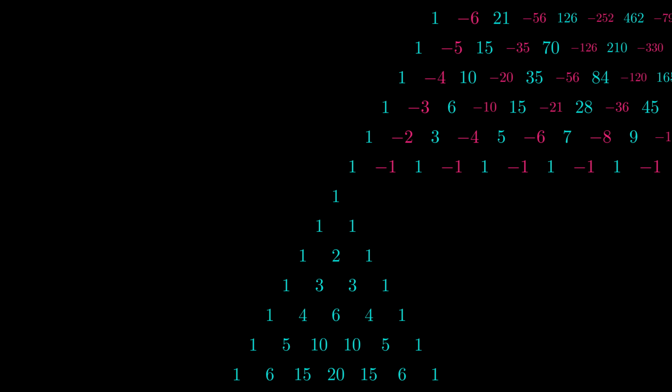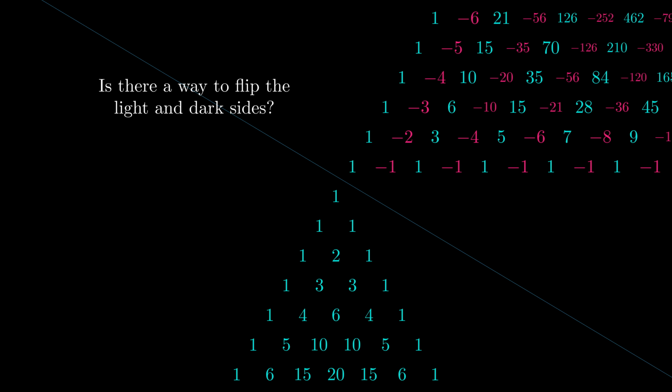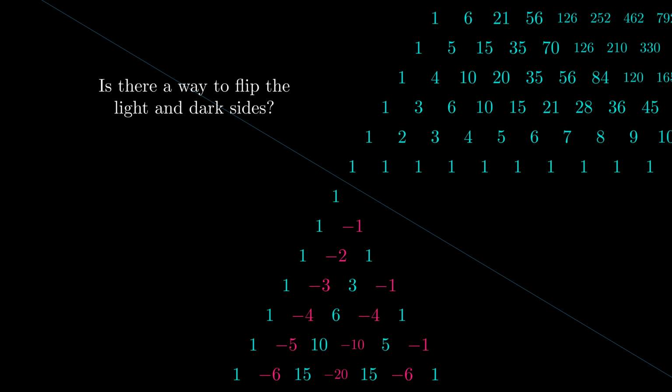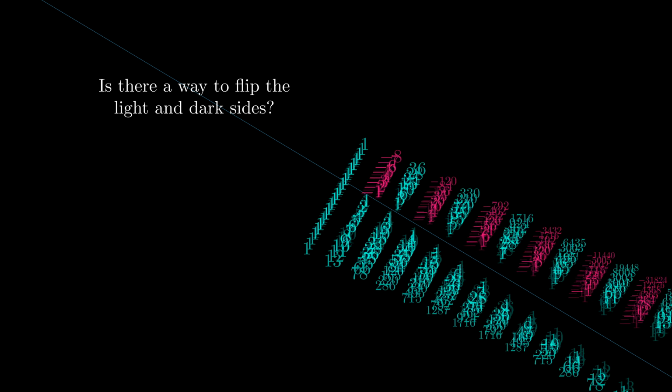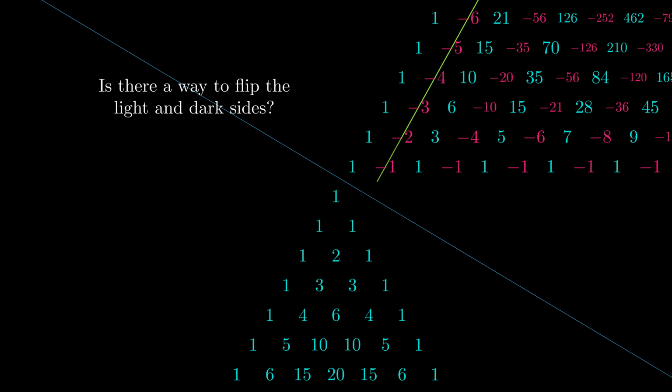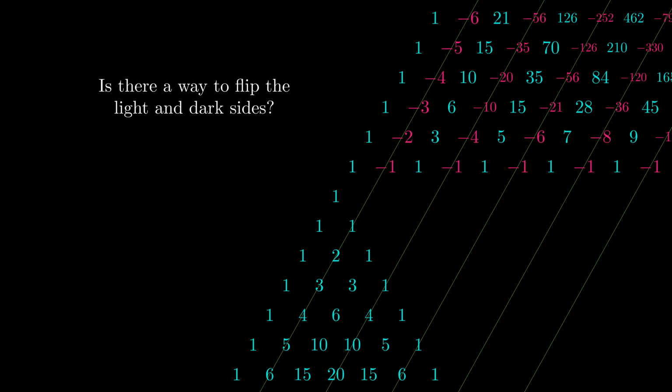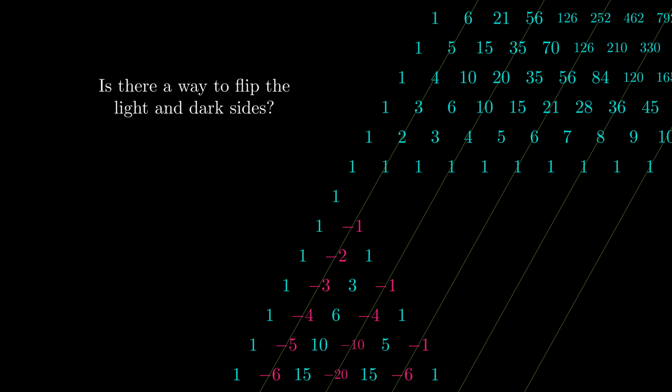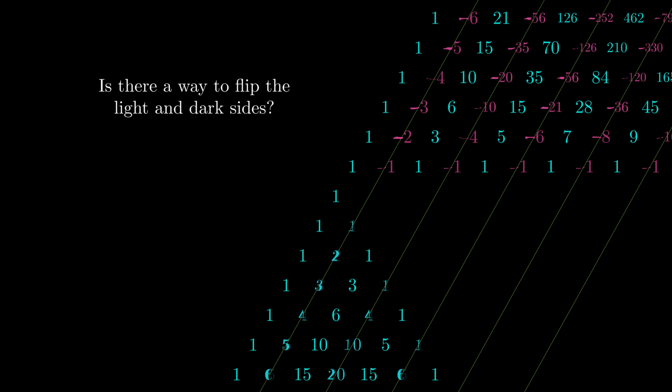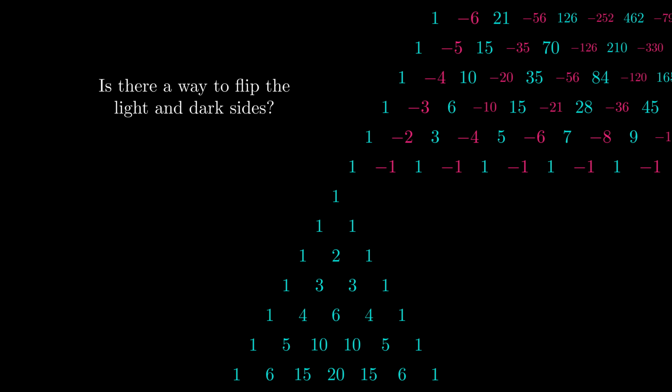Let's investigate the relationship between the light and dark sides more. Since the two sides are almost symmetrical, there might be a way to flip them. There are several equivalent ways to swap the light and dark sides. For example, you can mirror the entire triangle along this line, or take every other diagonal and flip all of the signs. But that's not all. There's even a third way by playing more with our addition rule.